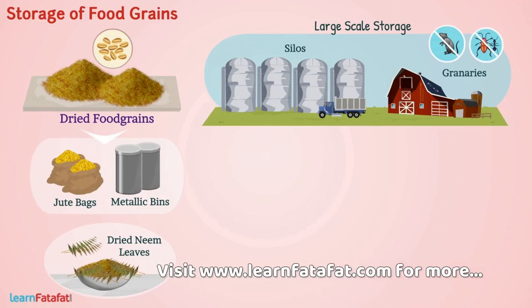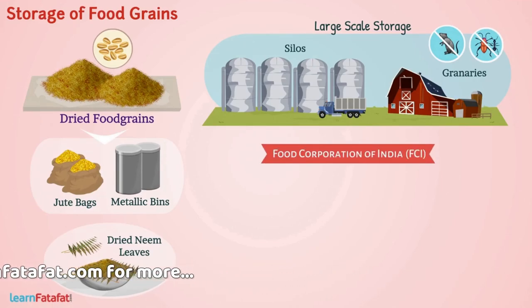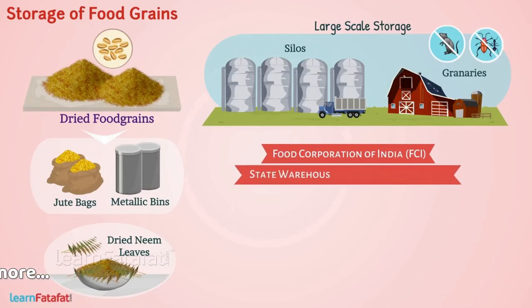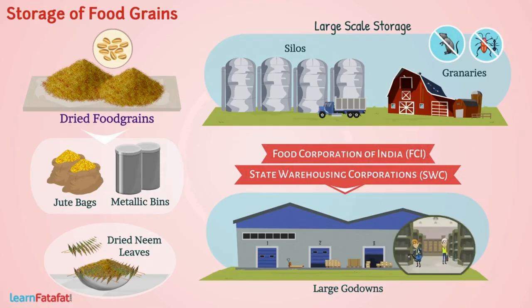Some agencies like Food Corporation of India, that is FCI, and State Warehousing Corporations, that is SWC, offer to store food in large godowns. In big godowns, specific chemical treatments must be done to ensure safety from microorganisms and pests.